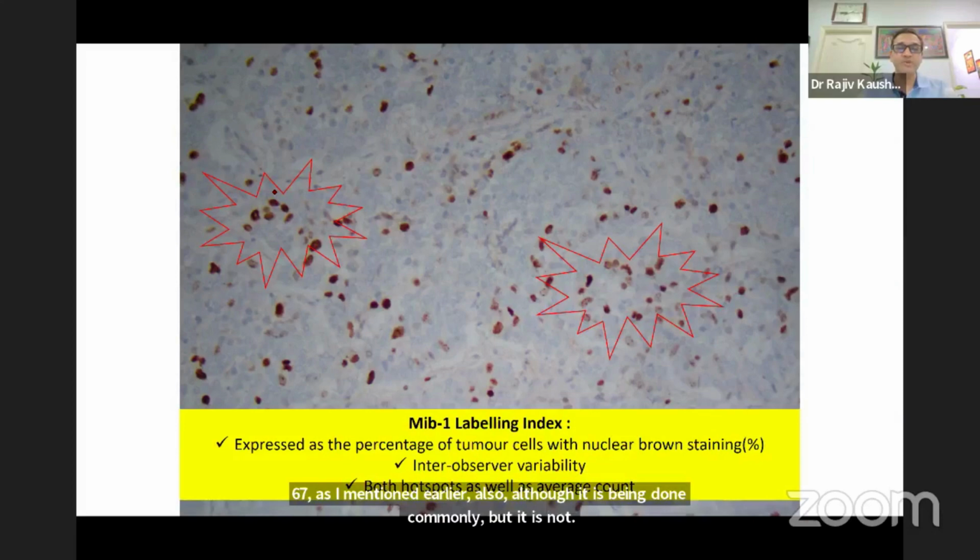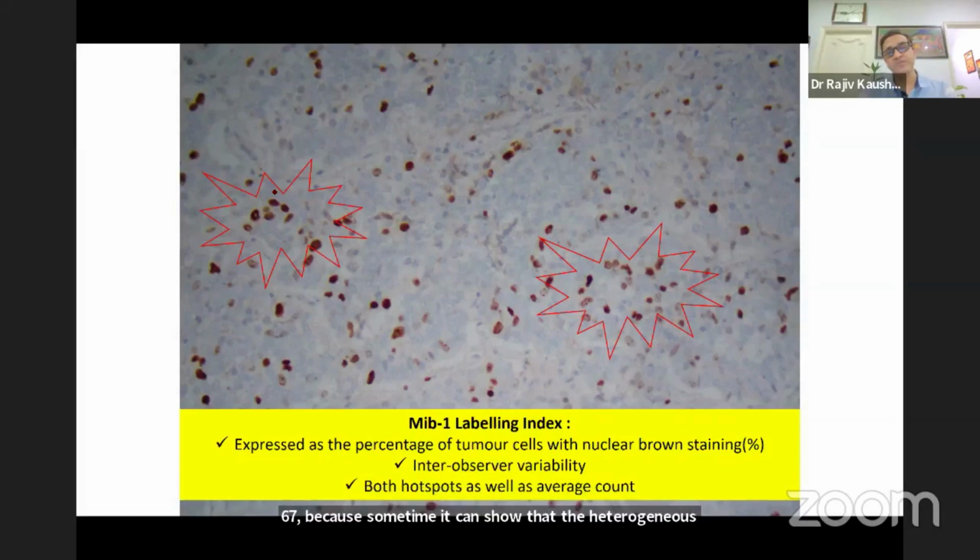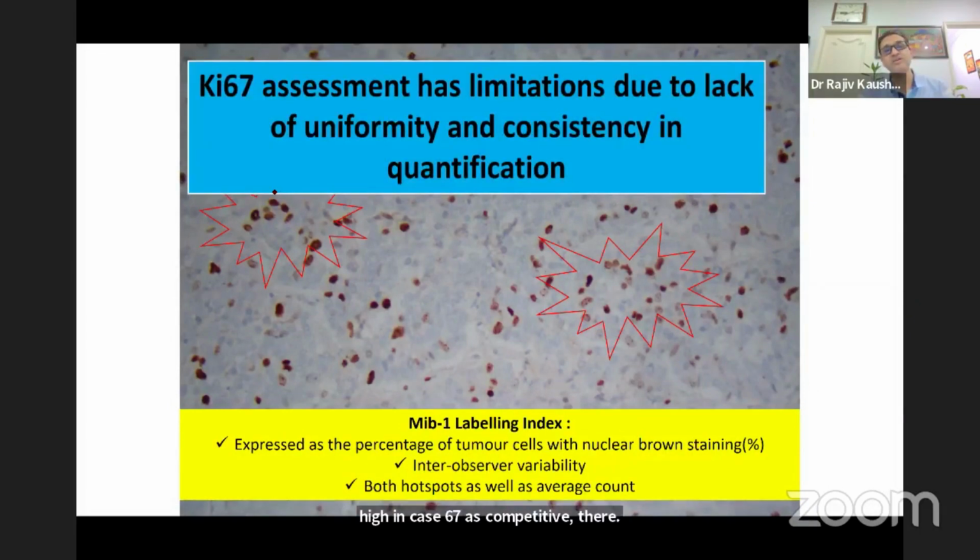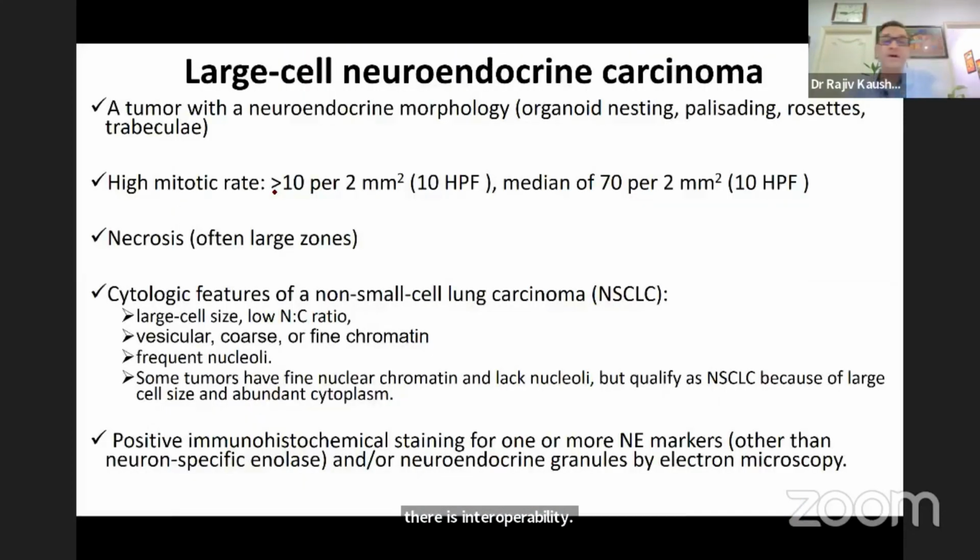And there is a problem with the Ki67 because sometimes it can show heterogeneous expression, like the areas which I marked are very high in Ki67 as compared to others. So there it has a problem due to the hotspot areas, and there is inter-observer variability. So assessment of Ki67 is problematic.